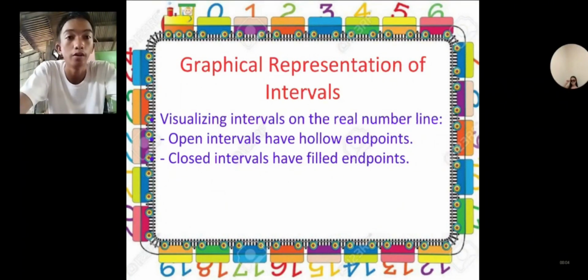So, we now have the graphical representation of intervals.